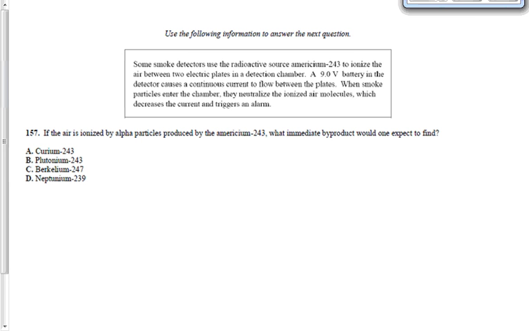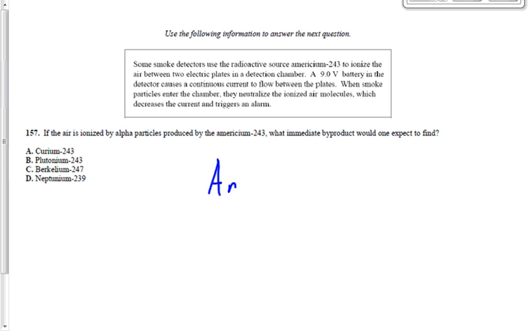So smoke detectors use a radioactive source, Americium-243, to ionize the air between two electric plates in a detection chamber. A 9-volt battery causes a continuous current to flow between the plates. When the smoke particles enter the chamber, they neutralize the ionized air molecules, which decreases the current, and of course, that's going to trigger the alarm. If the air is ionized by alpha particles produced by Americium-243, what's the immediate byproduct that you would expect to find? So we start off with Americium-243.